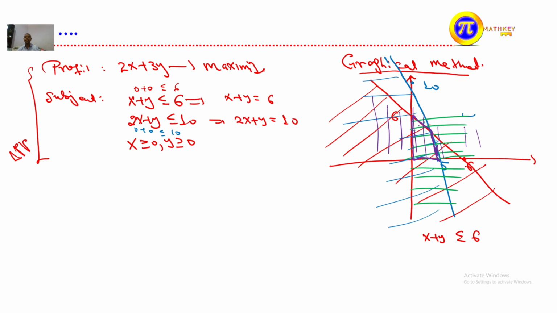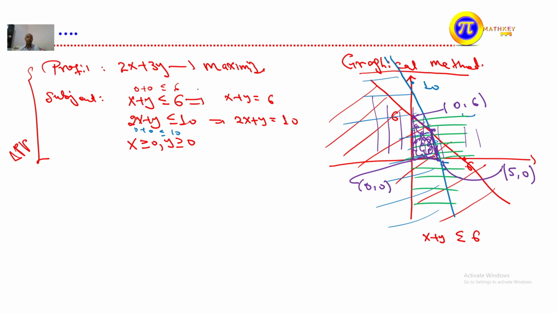When you consider this region, you have to take the corner points. The corner point here is 0 with 6. The corner point here is 5 with 0. The other corner point here is 0, 0. The other one, we'll try to find this intersection point.